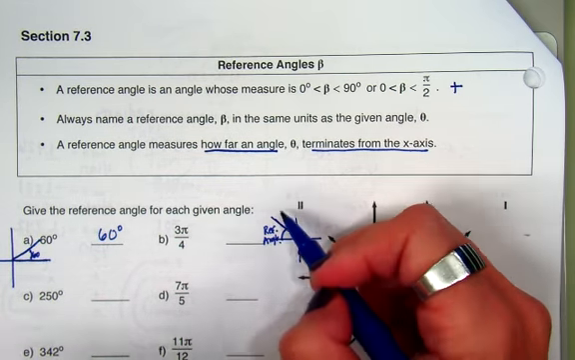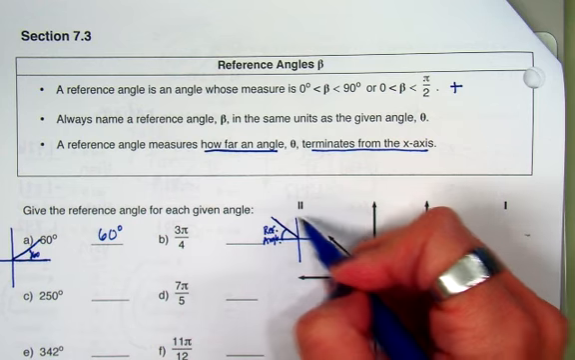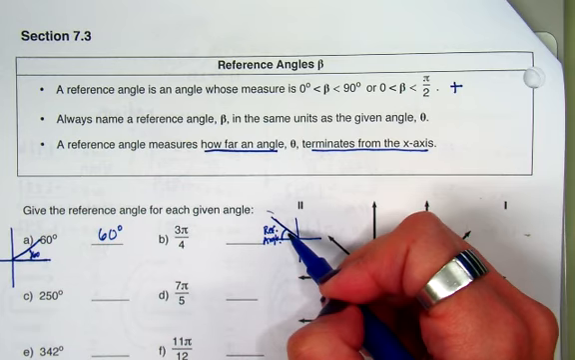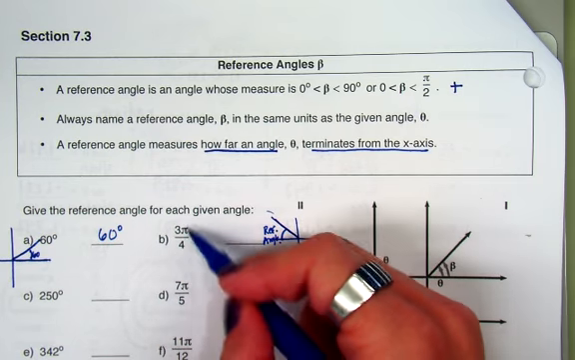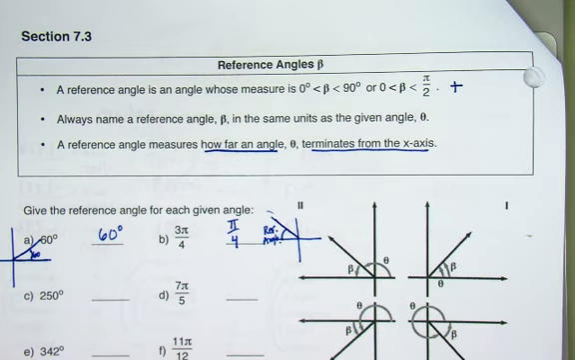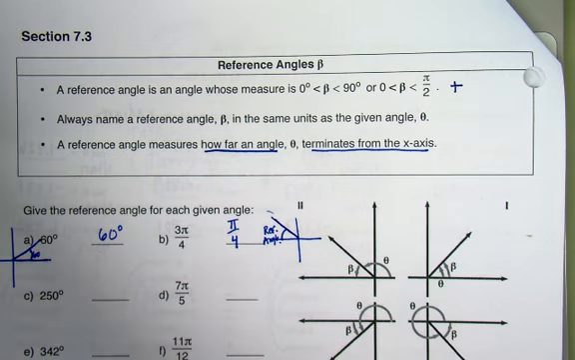Well, if this is 3 pi over 4, or 135 degrees, then we know that away from here is another 45 degrees, because this is exactly in the half. So this would be another 45 degrees. But since they gave it to us in radians, we have to rewrite that in radians as pi over 4. Okay, let's do the same thing for the next one.